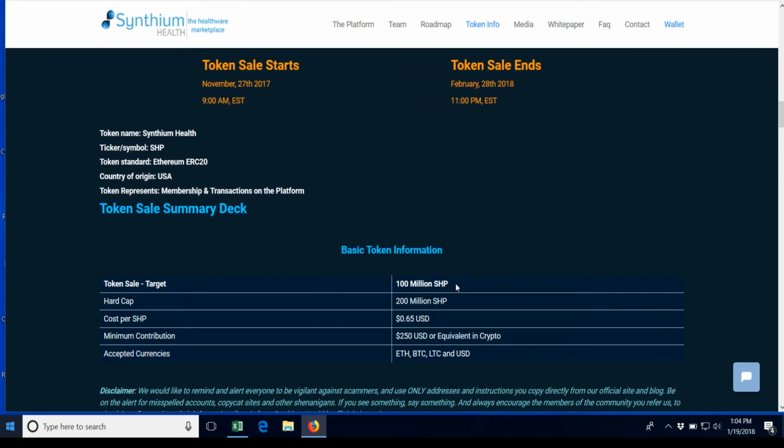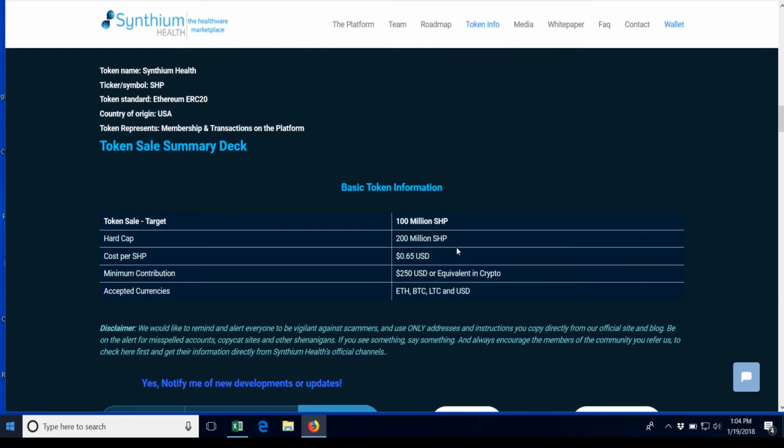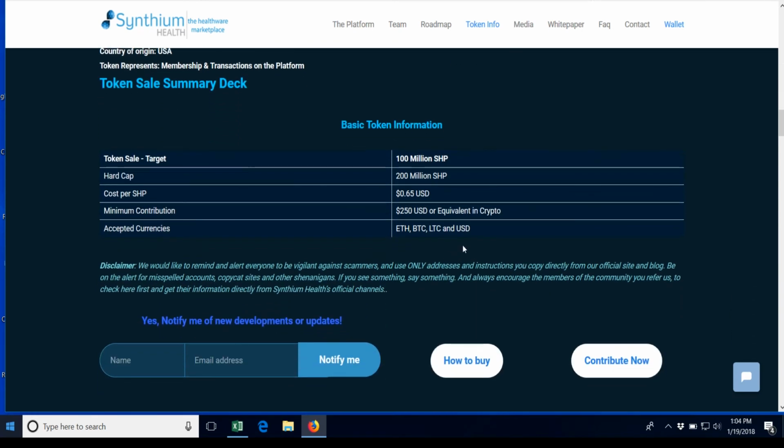Okay, here's the actual information. The token is called SHP. There's 100 million is the target, 200 million is the hard cap where they'll end the sale, 65 cents each. It's been doing really well, and they take ETH, Bitcoin, Litecoin, and US dollars too.